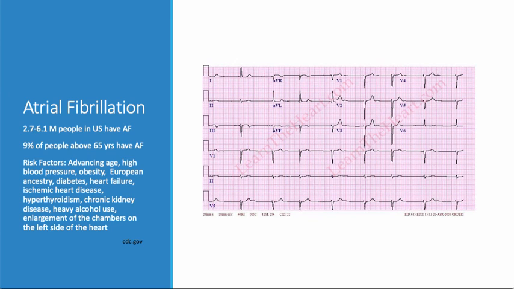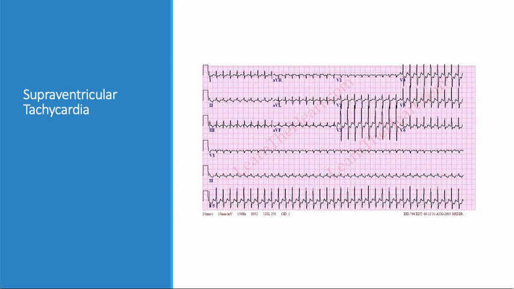Risk factors for atrial fibrillation include advancing age. I tell patients that as you get older, the wiring in your heart wears out, just like it does in your house, and you have to replace it once in a while. Sometimes we need to treat the wiring in your heart. High blood pressure, obesity, European ancestry, diabetes, heart failure, you can read the rest of them here. All of those are associated with a higher likelihood of having atrial fibrillation.